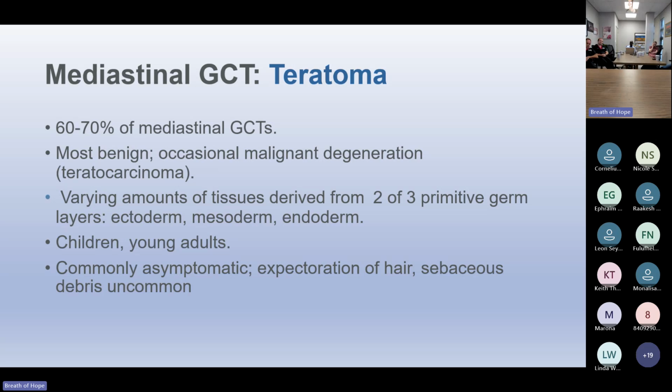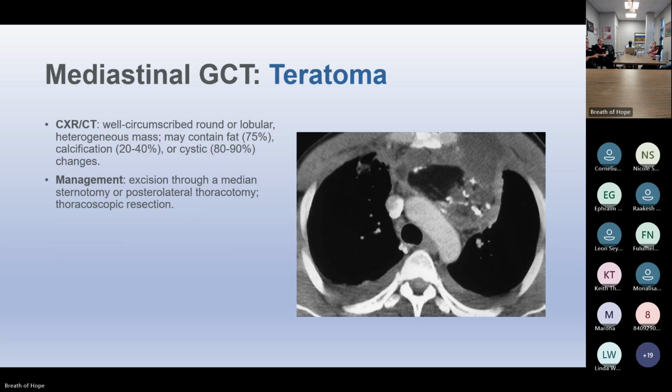They are likely in children and young adults and commonly asymptomatic. Expectoration of air or sebaceous debris is uncommon. On chest X-ray or CT, you see them as well-circumscribed, round or lobulated heterogeneous masses that may contain fat.